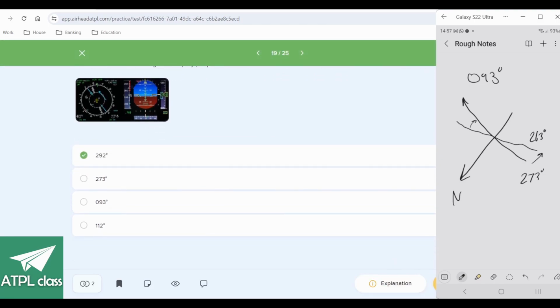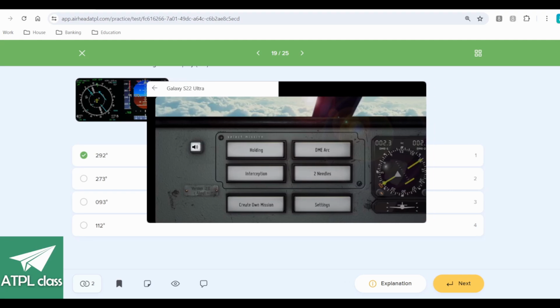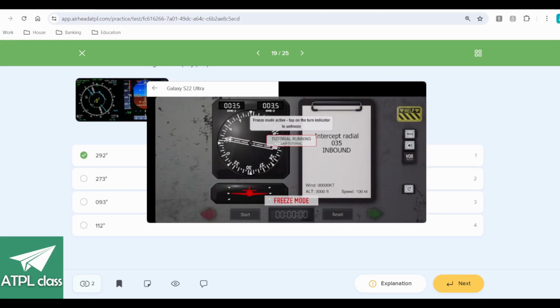There's actually a cool app that I was told about called VOR Tracker. You can practice these sort of interceptions, and it really helps to visualize if you're unfamiliar with this, if you've not done something like this. You can just click on interception and it'll give you some details. You're intercepting radial 035 inbound. There's tutorials going. Let's skip that tutorial. So you can fly around.